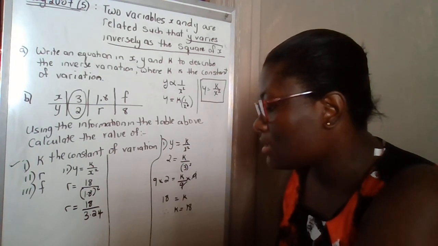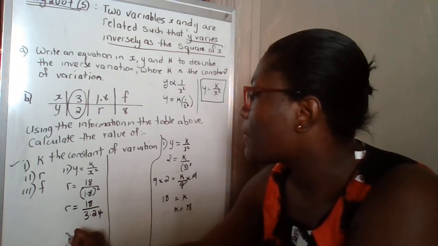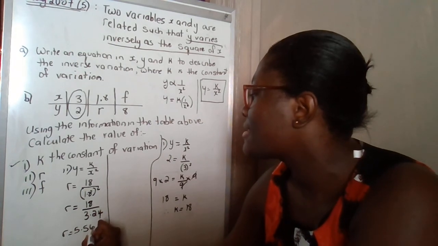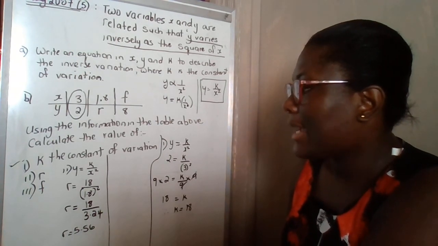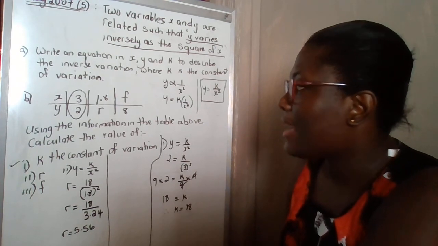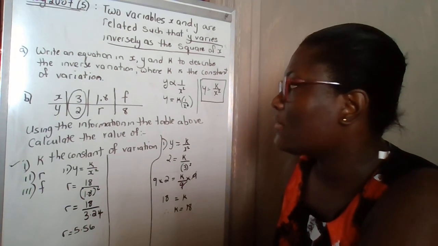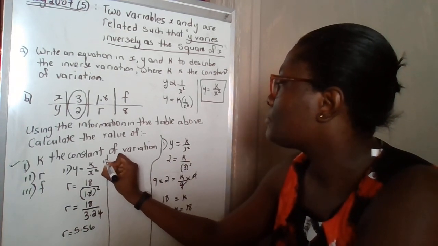So we are going to round our answer correct to 2 decimal places. So I'm going to round it off to 5.56, and this is correct to 2 decimal places. All right. So that is the value of R. The next part of the question is that we're going to find F, which is part 3.